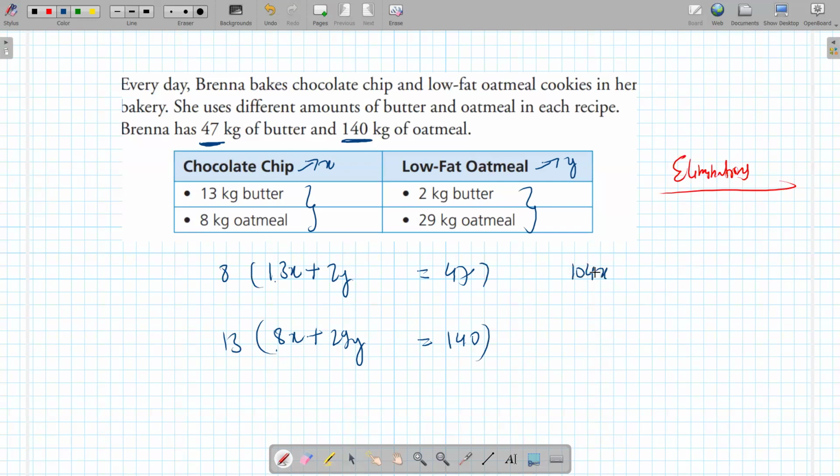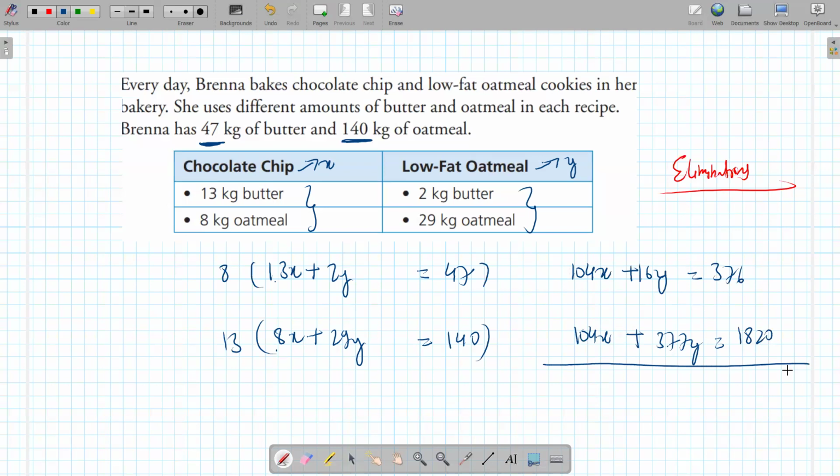So we get 104x plus 16y. That's going to be equals to 8 times 47, which is 376. And down here we have 104x plus 29 times 13, which is 377y. That's going to be 140 times 13. That's going to be a huge number, 1820. What do we do next?